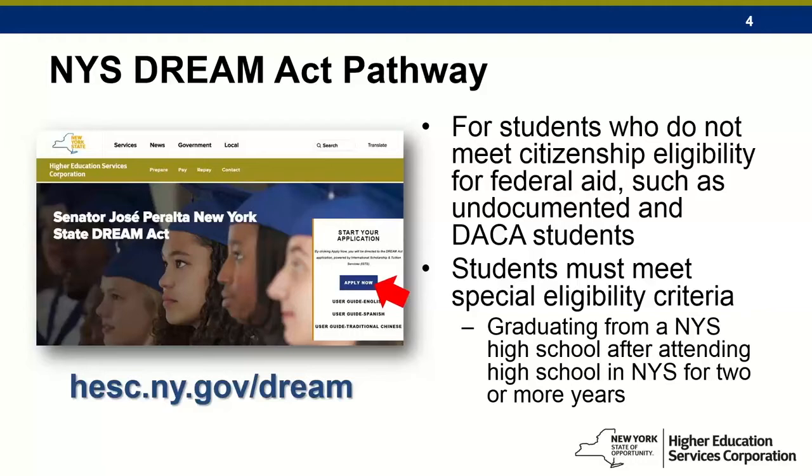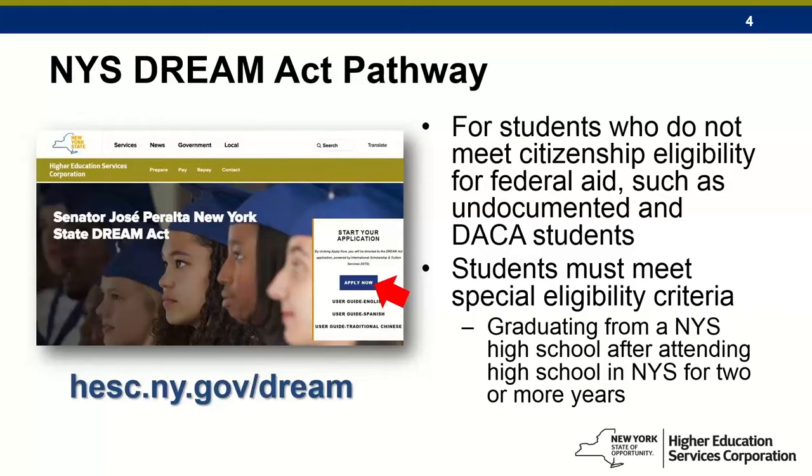Now, there are special eligibility criteria that students need to meet, which are described on the application homepage, hesc.ny.gov/dream, including making sure that students have graduated from a New York State high school, or will be graduating from one, after attending high school in New York for two or more years. All those requirements are spelled out on the site. This was launched on October 1st, yesterday, just like everything else for 2021-2022. So students can start that process now if you have high school seniors who are interested in applying.